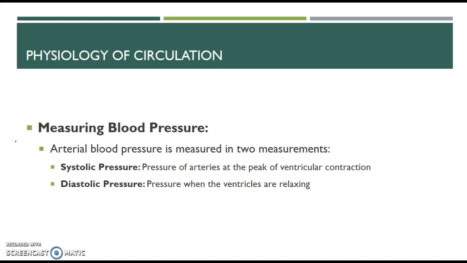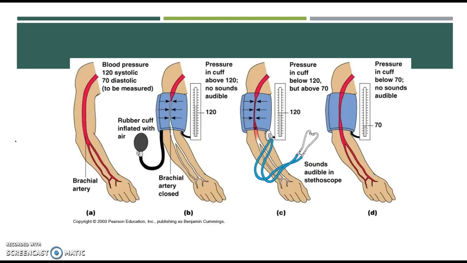So how do we measure blood pressure? It's 2 measurements, and you're going to always hear that when you're at the doctor. They say 2 numbers, and the 2 numbers are systolic and diastolic pressure. Your systolic pressure, or systole, sometimes people call it, is the pressure of your arteries at peak ventricular contraction. And then diastolic pressure is going to be when the ventricles are relaxing and the atria are contracting.